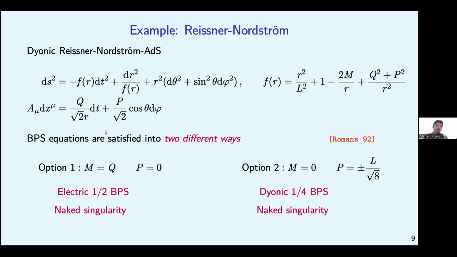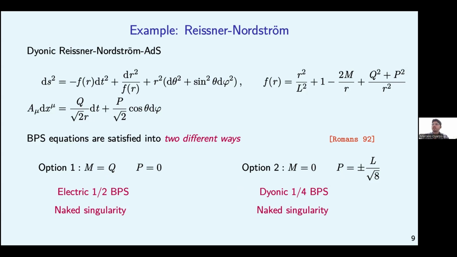And one can ask, okay, can I satisfy the BPS equations by fixing these parameters M, Q, and P? And this question was answered by Romans in 1992. And the answer is that there are 2 options to do that. The first is setting to 0 the magnetic charge and fixing the mass in terms of the charge. And the second option is killing the mass, but fixing the magnetic charge equal to a constant related to the gauge coupling, or the AdS radius, if you want.